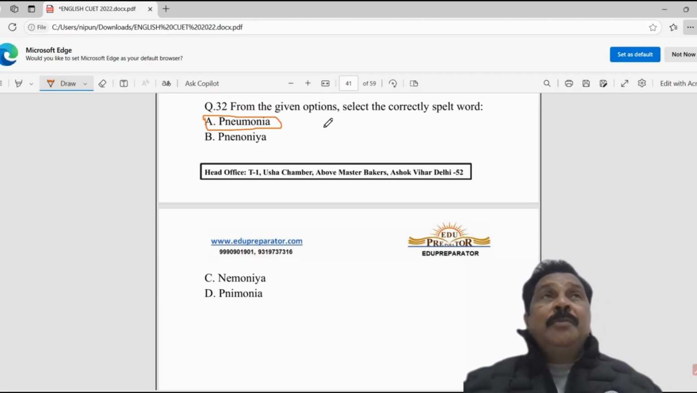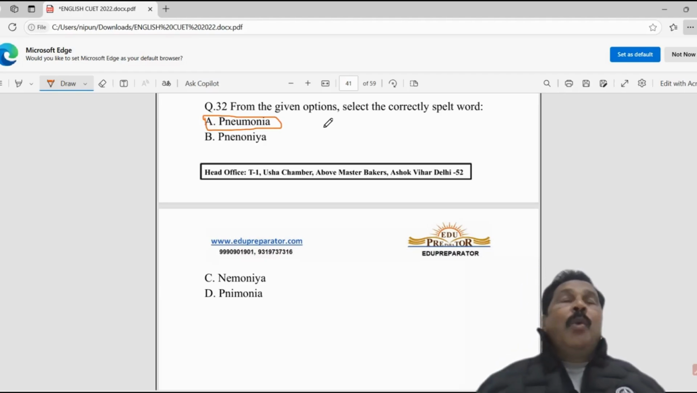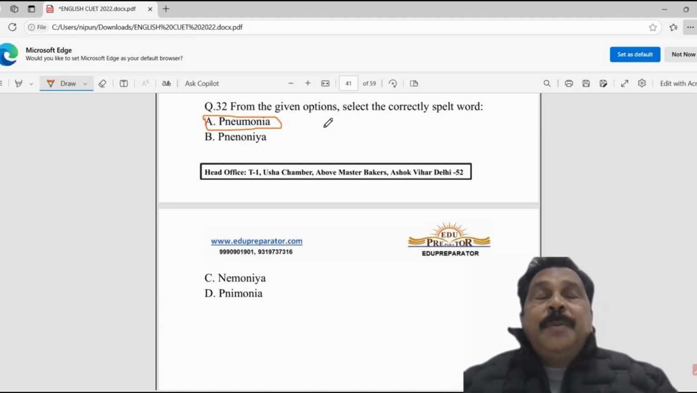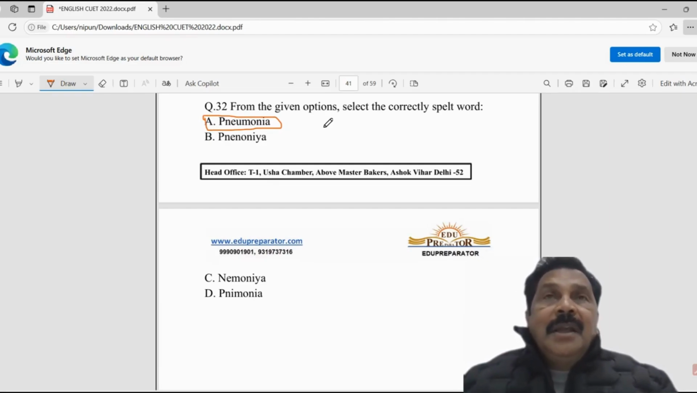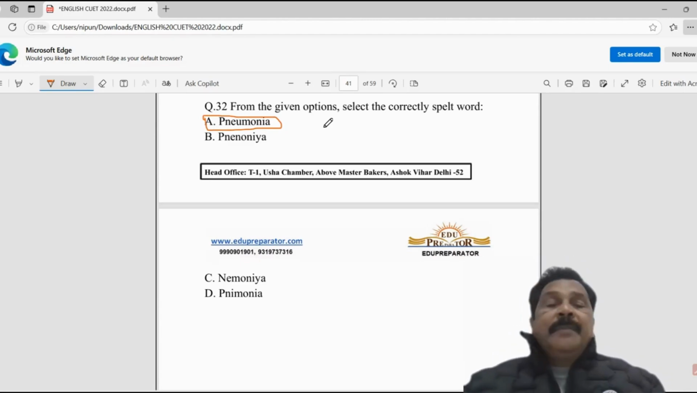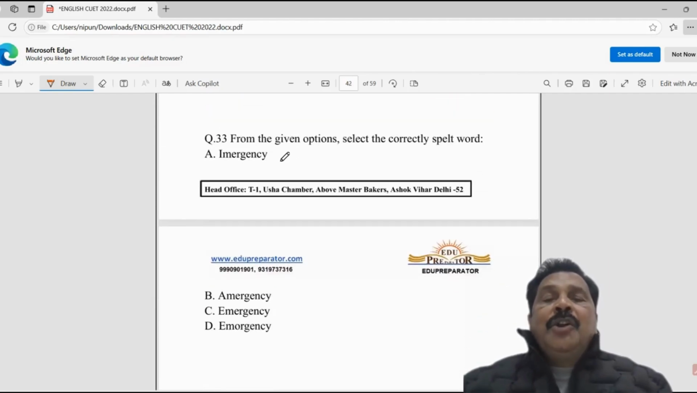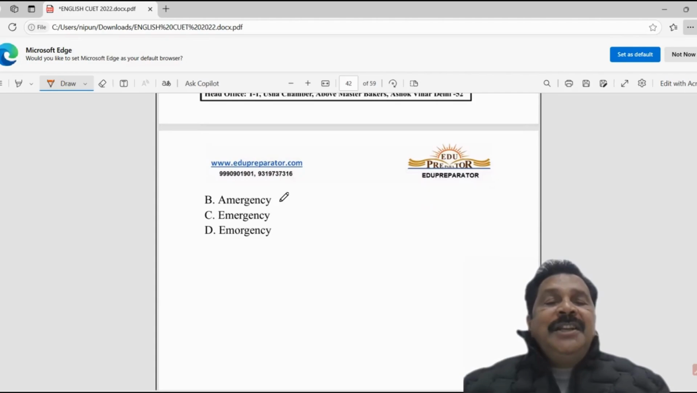Same as that, you must remember two more words. One is lieutenant. The pronunciation is different, but the spelling is L-I-E-U-T-E-N-A-N-T, like colonel, where you will get the spelling correct. And you will get two words from the given options. Select the correctly spelled word. One is emergency, the second is emergency as we speak, the third is emergency, and the fourth is emergency.